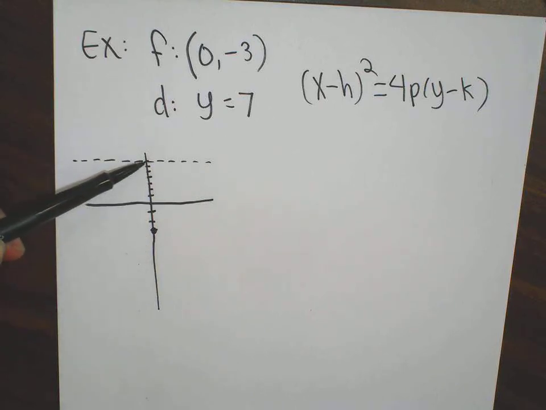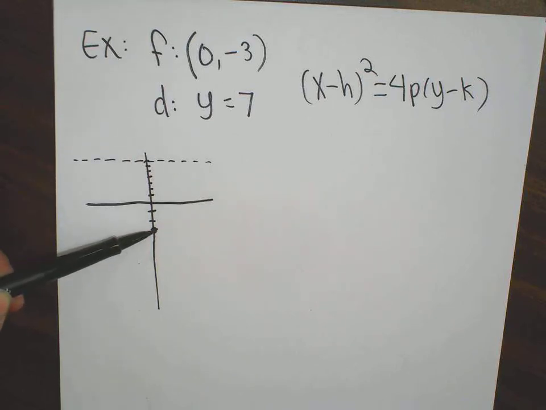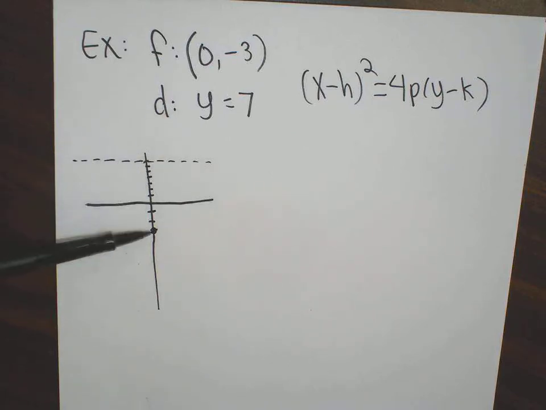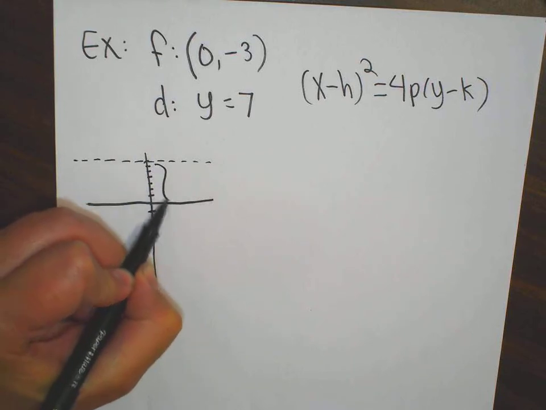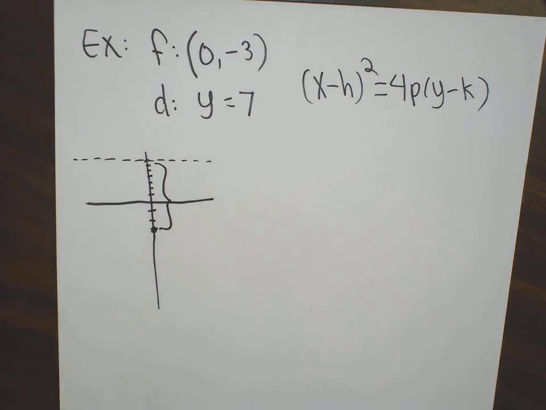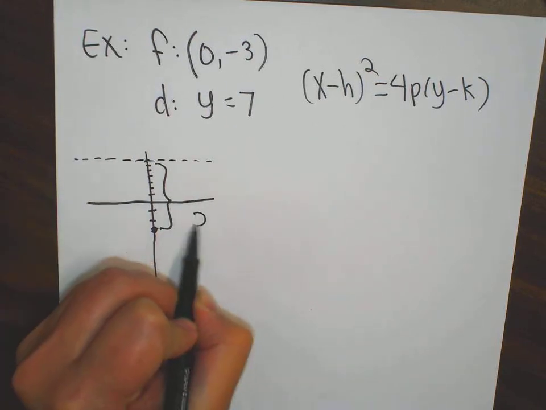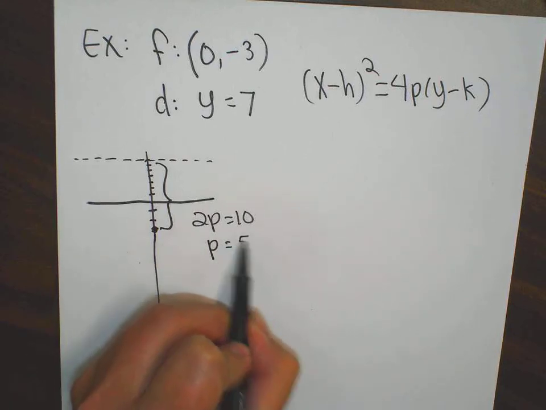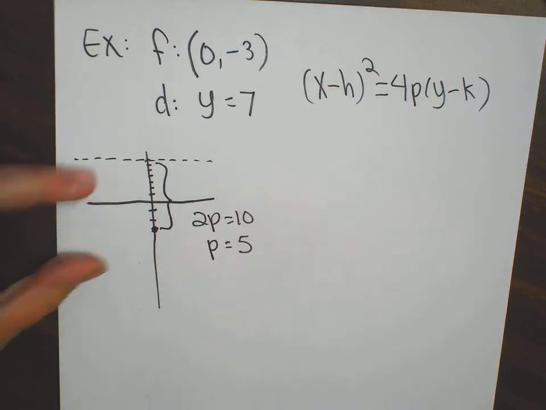Now, I don't even really have to draw much else here. I just need to know how far apart this line and this point are from each other. So how far apart am I from 7 to -3? What's my length? So that's a length of 10. What does this length represent? That's 2p. So what does p equal for this parabola? 5, and that's the distance.